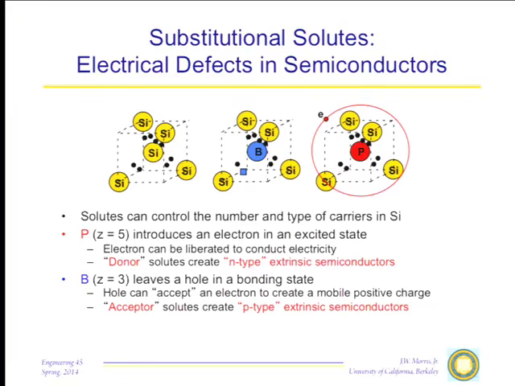So in semiconductors, we have the very important situation that by introducing the right kinds of substitutional atoms, we can not only increase the conductivity of the silicon by providing extra carriers, but we can control the type of the carrier, whether those carriers are holes or electrons. And as we shall see later, that's vital to the properties of microelectronic devices.